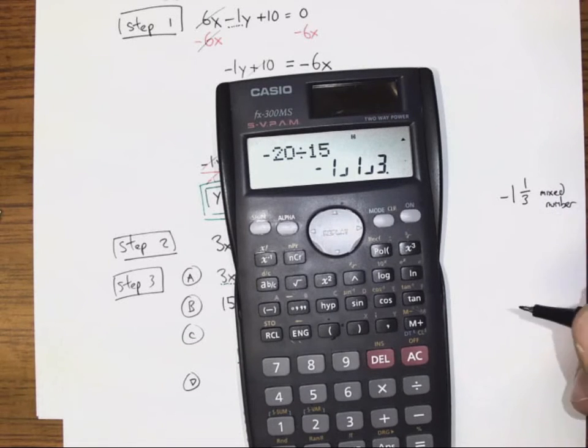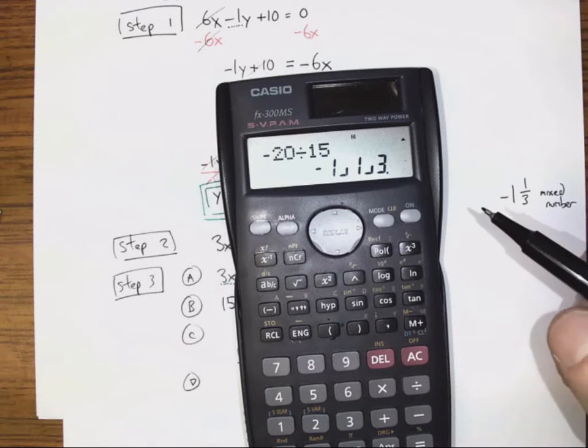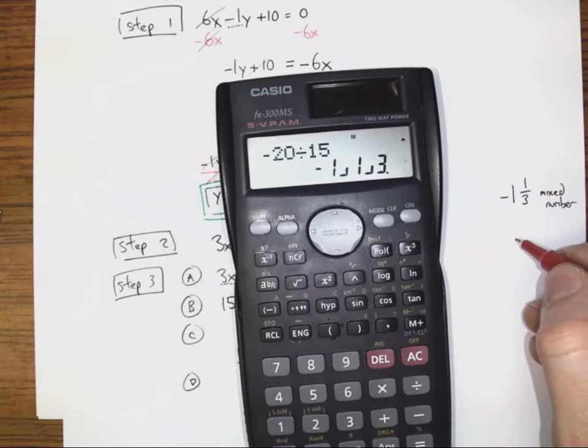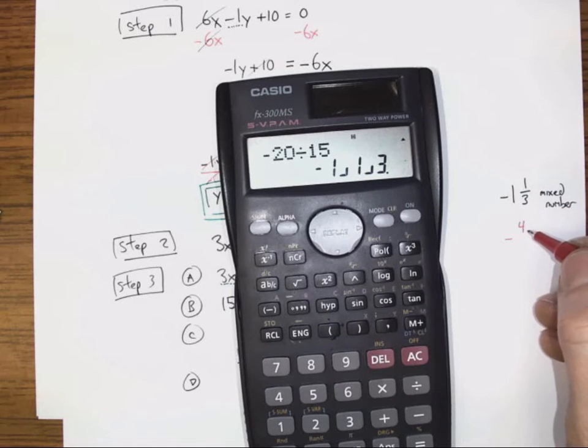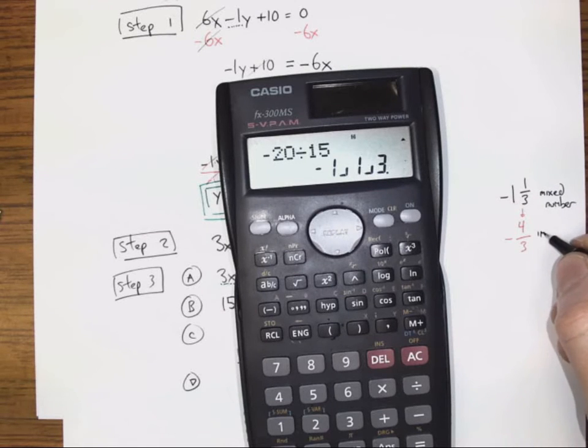And usually when we've been dealing with these sorts of questions, we'll usually write an improper fraction just because it's a little easier for us to do math with. So we can multiply 3 times 1 and add 1. So we could say negative 3 times 1 is 3, plus 1 is 4. And we have the denominator on the bottom, negative 4/3. That's improper.